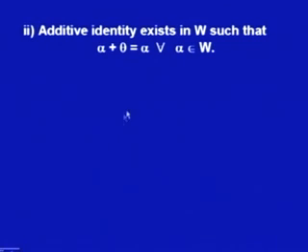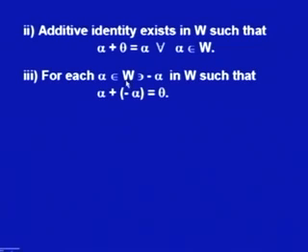Second, an additive identity exists in W such that alpha plus theta is equal to alpha for all alpha in W. The additive identity must also be in W, without that it will not be a vector space. The next thing is that for each alpha belonging to W, there exists minus alpha in W such that alpha plus minus alpha is equal to the null vector theta. So, if alpha belongs to W, its inverse must also belong to W. This is also a requirement that is to be fulfilled by W to be a vector space.